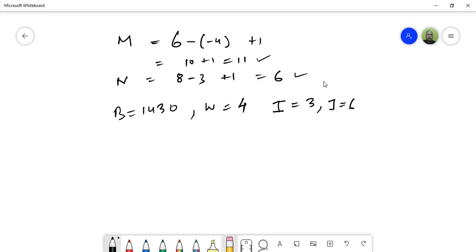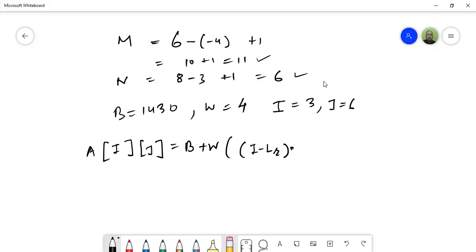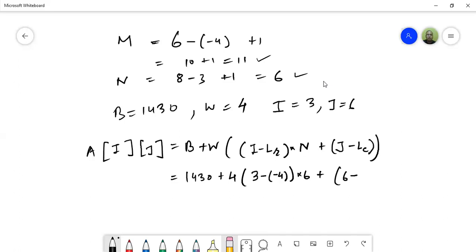I have to calculate the address of this location. The formula for row major wise is b plus w, the difference of I minus the lower bound of row multiplied by n, the total number of columns, plus j minus lower bound of the column. Okay, now we put the values. This is what we have to calculate. B is 1430, W is 4, I is 3, and LR is minus 4. LR multiplied by n, which is 6, plus j is 6, minus LC is 3.